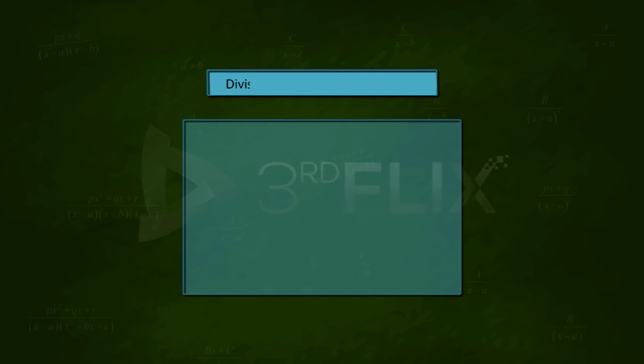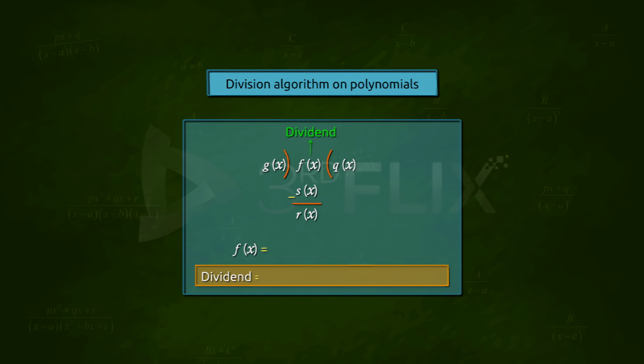The property of the division algorithm is also applicable on polynomials. While dividing the polynomial f(x) with another polynomial g(x), there exists one more polynomial q(x). Result is another polynomial r(x). f(x) is called the dividend, g(x) is called the divisor, q(x) is called the quotient, and r(x) is called the remainder.